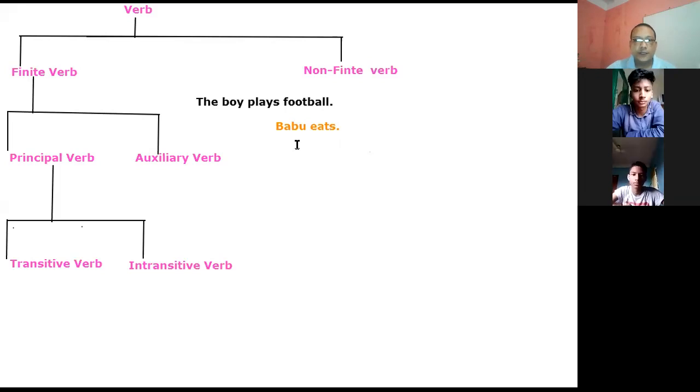Okay, thank you. Now go to intransitive verb. Yamin raised hand. Okay, Yamin, say. What is an intransitive verb? A verb which has no object and makes a sentence by itself without an object is called an intransitive verb. Thank you very much. Now give an example of this.